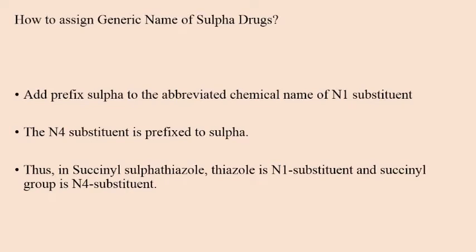So if I say succinyl sulphathiazole is the name of a drug, the succinyl group is present at the N4 position because it is prefixed to sulfa, and the thiazole ring is present at the N1 position. This is how we can come up with the generic name of any sulfonamide or sulfa drug using these two rules.